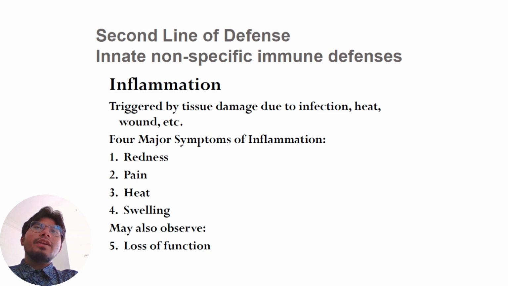Okay, get back to the inflammation. So inflammation can be triggered by infection. Okay, also by tissue damage, not only infection, but sometimes if you fall down, sometimes you can break your body part, then it can also cause inflammation. So there are four to five symptoms of inflammation, which are redness, pain, heat, swelling, and also loss of function.